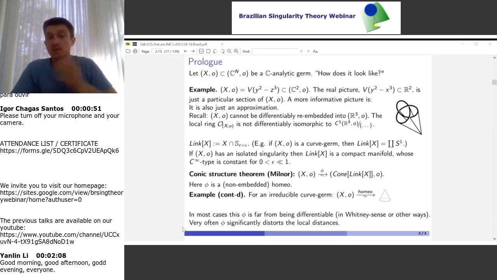We start from a singular germ, so we cannot speak about differentiability in the ordinary sense, but one could speak about differentiability in the Whitney sense or in some other ways. But in whichever way, phi is usually far from being differentiable, and even worse, it significantly distorts the local distances. And as it distorts the local distances, it really changes the angles. So maybe the better picture for a curve germ is not the cone, but the horn. Maybe this is a more realistic picture. And Lipschitz geometry treats such questions.